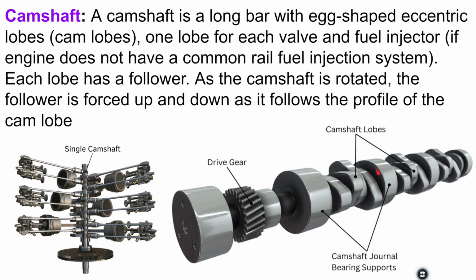So you can see here, these are the camshaft lobes. They're going to have a follower. As the camshaft rotates, the follower is forced up and down as it follows the profile of the cam lobe. So you can see here, these are the pistons, and this is the camshaft right here, and these are the followers on the pistons and this will help move them up and down.